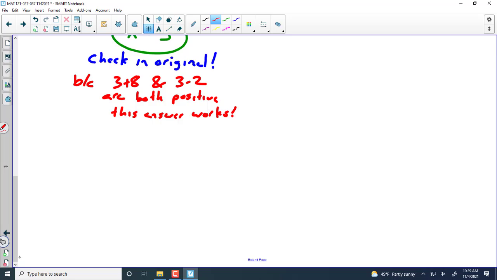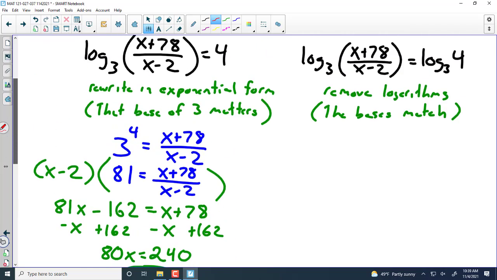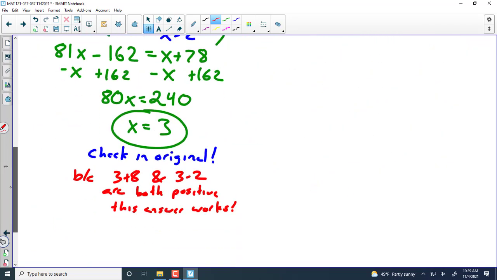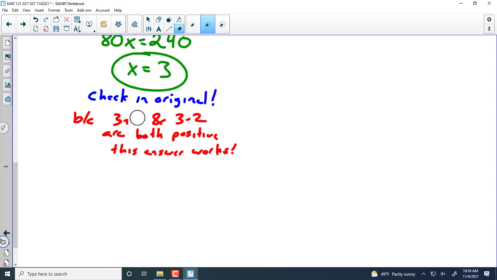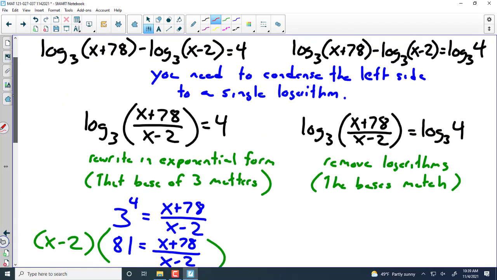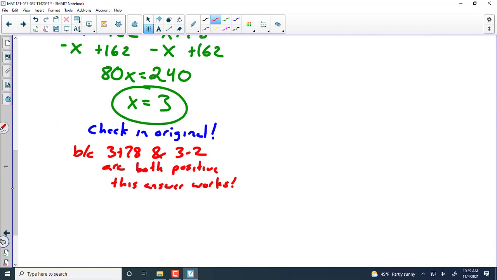And you don't even really need to write that down. It's just really a mental game. Oh, I'm sorry, 3 plus 78. 3 plus 78 and 3 minus 2. You're really just checking for yourself to make sure that it works. I just wrote that there for your notes, so you kind of knew what my thinking was.